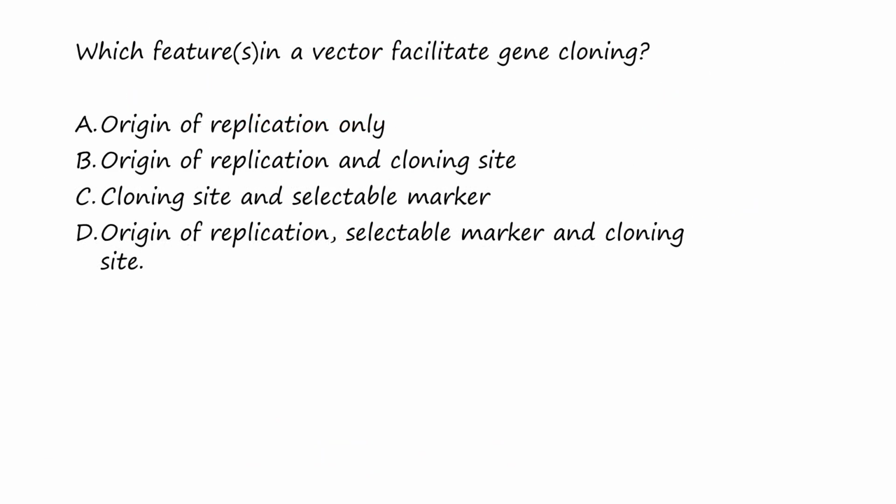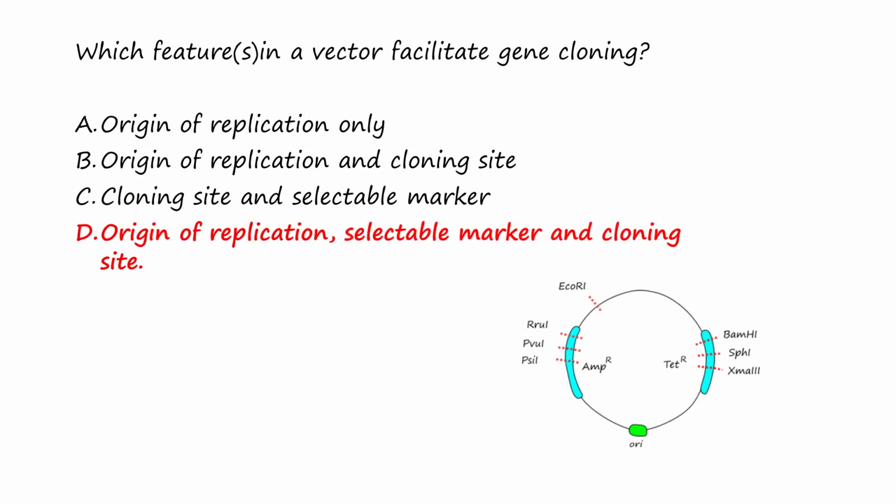Question 4. Which features in a vector facilitate gene cloning? A. Origin of replication only. B. Origin of replication and cloning site. C. Cloning site and selectable marker. D. Origin of replication, selectable marker, and cloning site. The answer is D, as the origin of replication is required to replicate and maintain the plasmid in the daughter cells. A selectable marker is used to isolate the host cell which has the recombinant plasmid, and a cloning site is necessary to open the vector and insert the fragment of DNA into the vector.